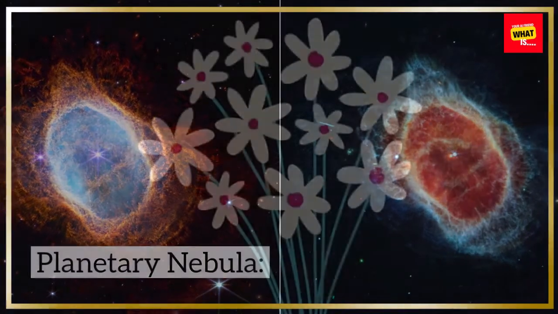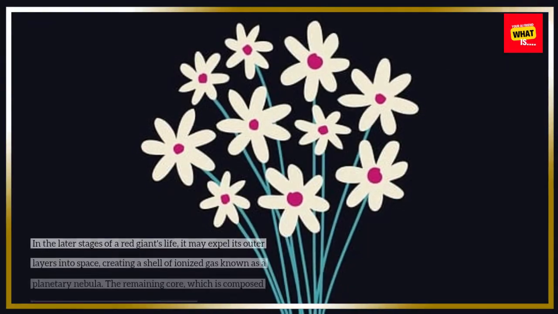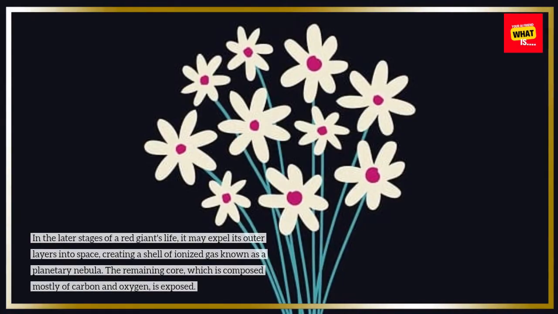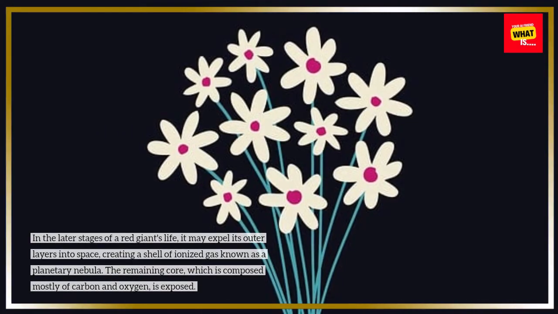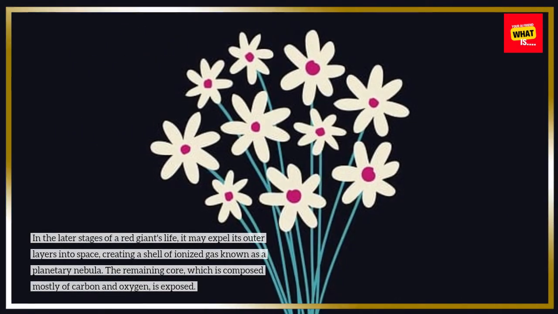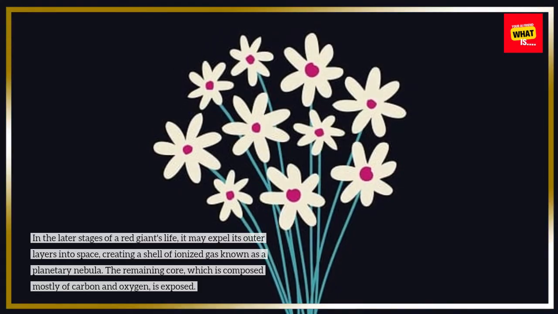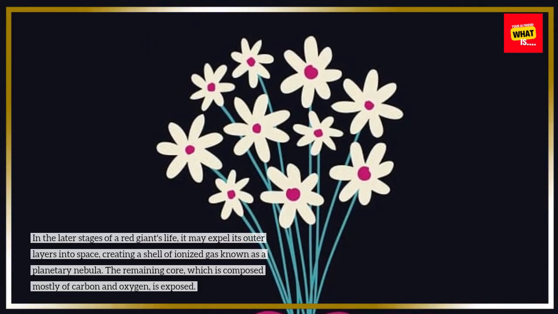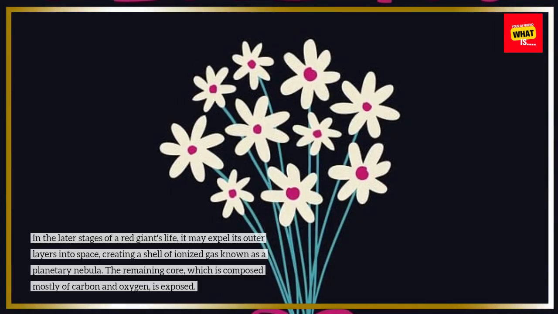Planetary nebula. In the later stages of a red giant's life, it may expel its outer layers into space, creating a shell of ionized gas known as a planetary nebula. The remaining core, which is composed mostly of carbon and oxygen, is exposed.